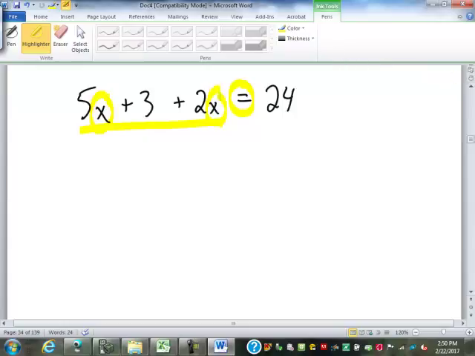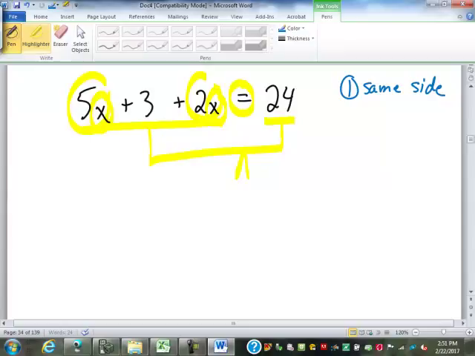So now when the x appears more than once like that, there are 2 possibilities. Well, technically 3 possibilities. But the first possibility is that the x's are on the same side. And that's what's the case here. The x's are on the same side. If we're thinking of that idea of a balanced scale, we have 5x and 2x on the same side of that scale.